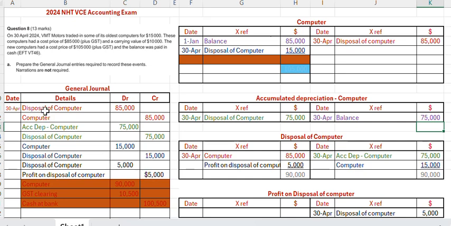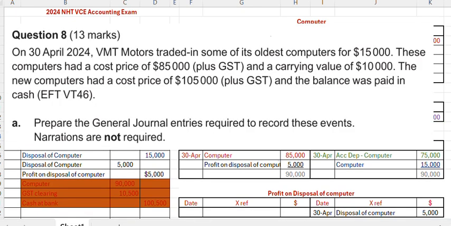So if we just work our way down the 4 sets of entries, we've got 4 entries to our disposal account. We've written off our computer, the ACDEP, we've recorded the proceeds for the new one and calculated our profit on disposal. Now, there's also the need to record the new computer. We need to be careful with the maths here. There's a bit going on.